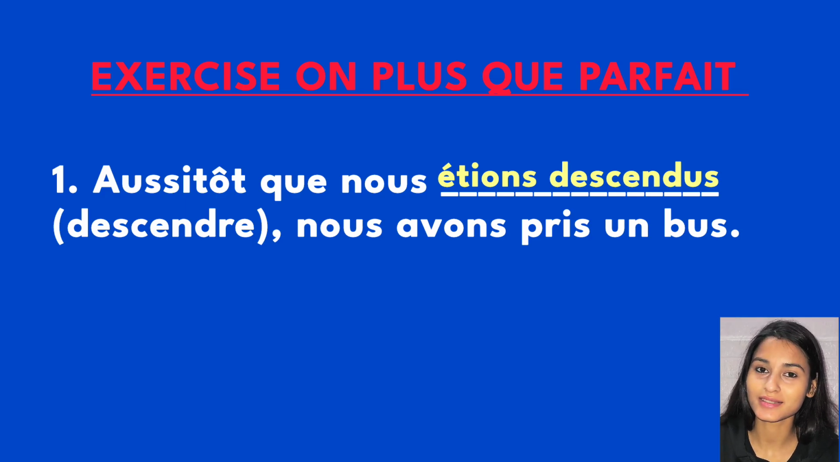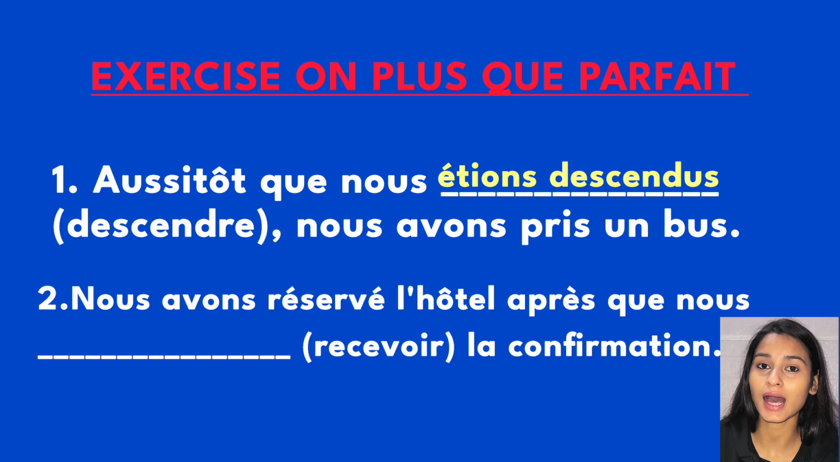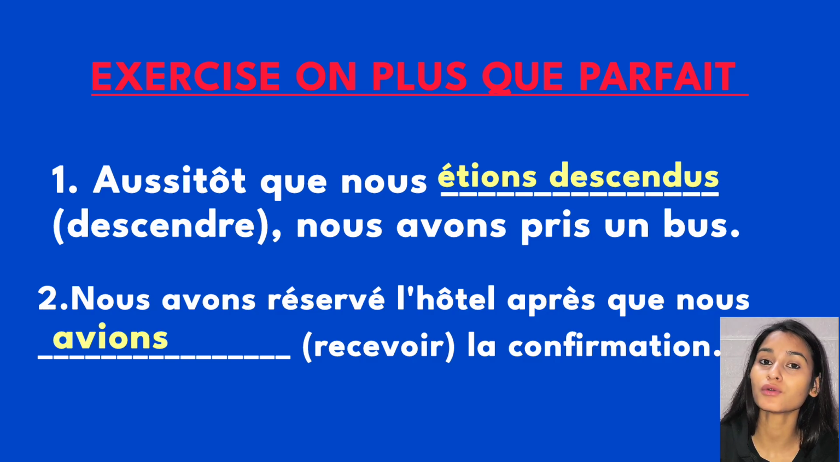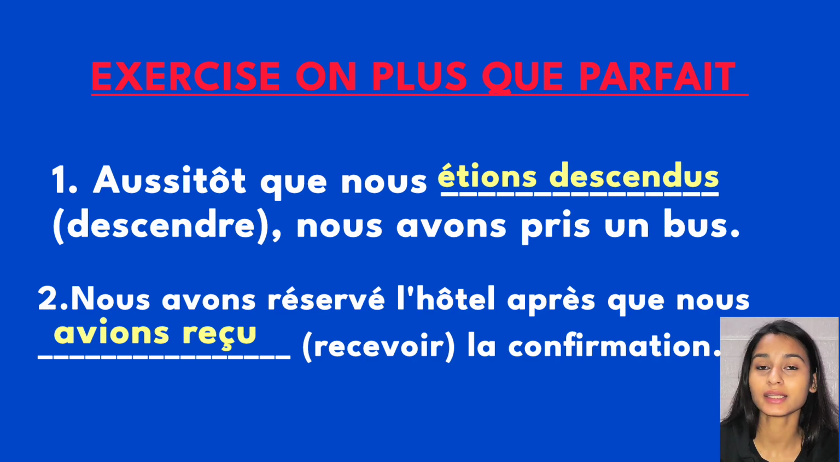Let's see the second sentence. Nous avons réservé l'hôtel après que nous dash recevoir la confirmation. First we have après que, which indicates to use plus-que-parfait here. And secondly, if we see the meaning of the sentence, we reserved the hotel after getting the confirmation. First we are getting the confirmation and then we are reserving the hotel. And because receiving the confirmation is the first action, we use the plus-que-parfait here. So we will take the imparfait form of avoir as an auxiliary verb and then add the past participle of recevoir, which is reçu. So it becomes nous avions reçu.